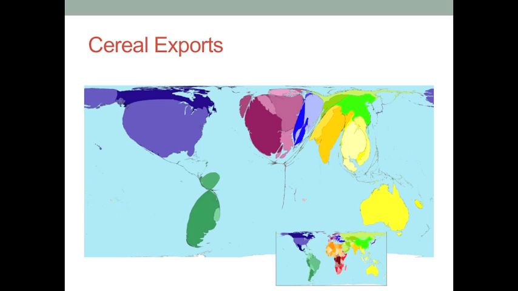And one of the ways we want to look at this is to look at some of the more traditional sectors. In this case, we're looking at cereal exports. That is the various cereal grains that are produced agriculturally throughout the world. And it's very easy to see that the United States is the leader in cereal grain production throughout the world. We also note that Canada is actually quite large in this area.